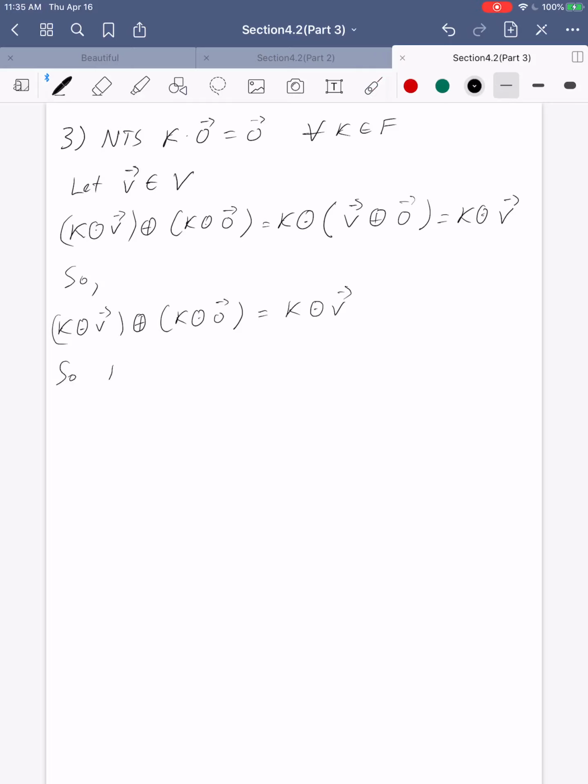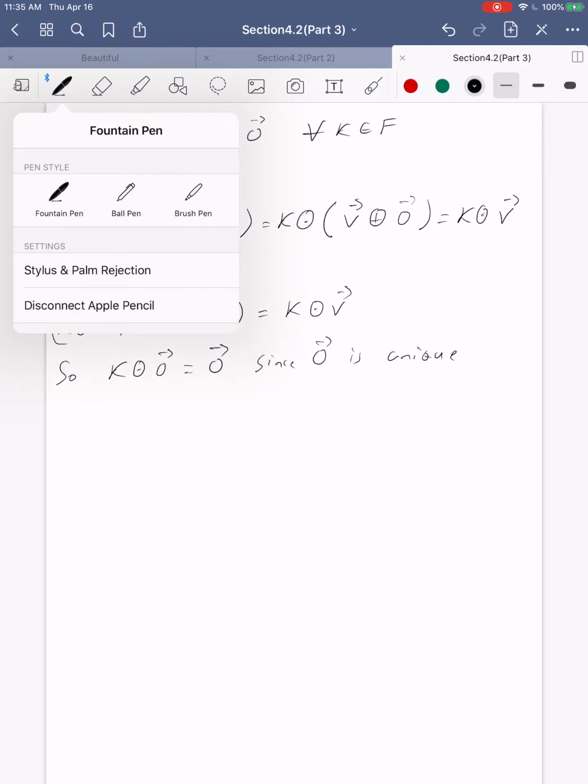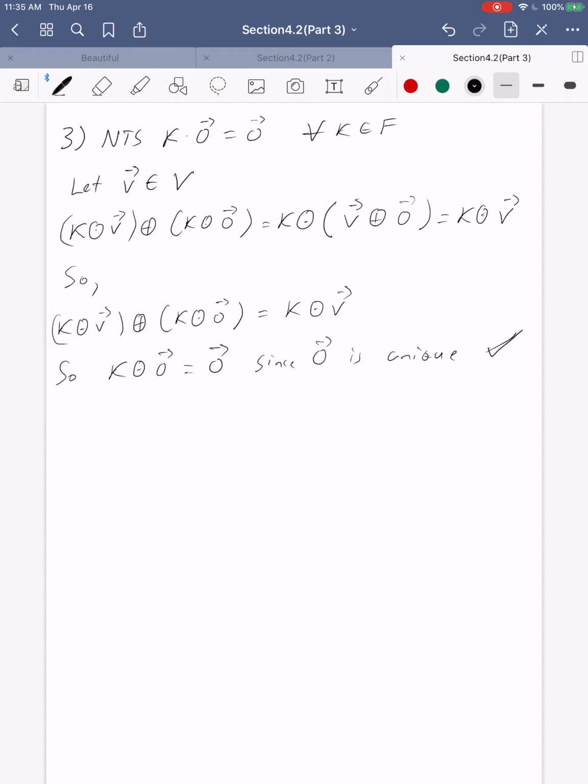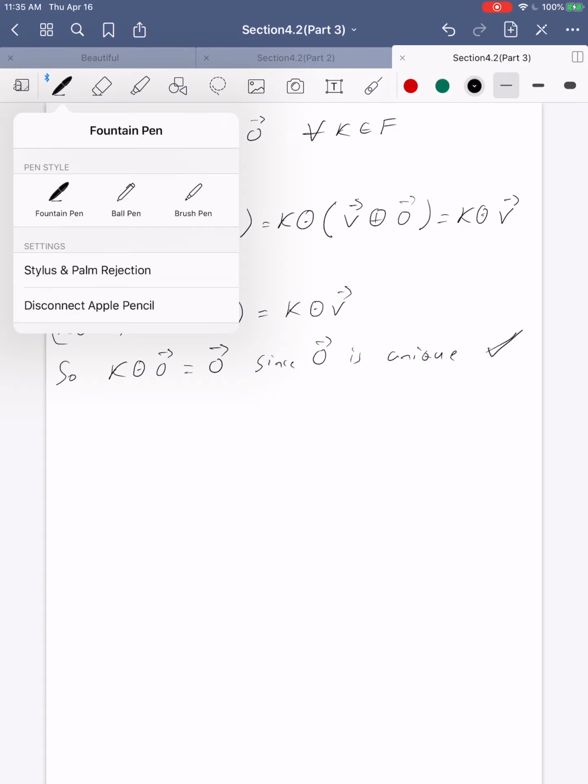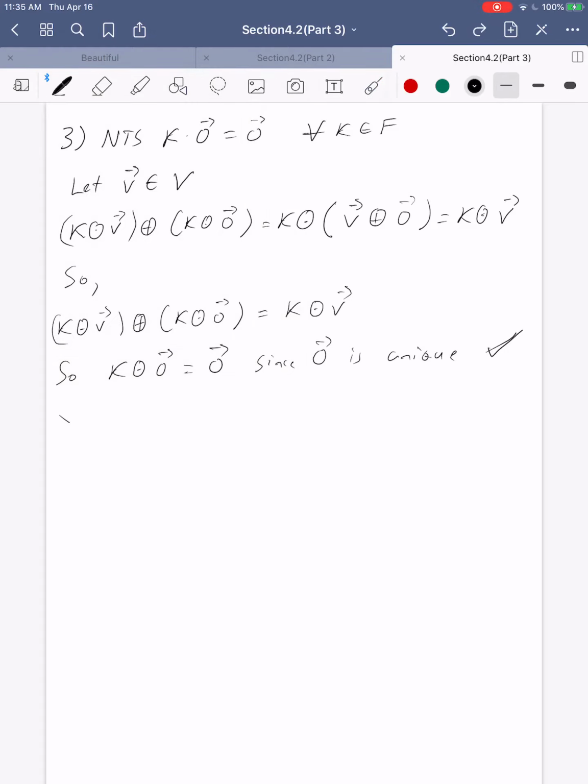So this equals the 0 vector, since the 0 vector is unique, right? We know that the first thing we proved is that there's only one 0 vector out there. This guy is acting as the 0 vector, so this must be the 0 vector. And that's exactly what we wanted to show, that k times the 0 vector is the 0 vector. Okay, perfect. So let's go ahead and look at the next one, 4.